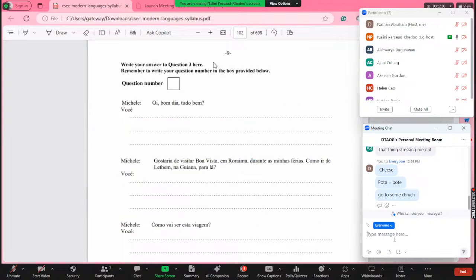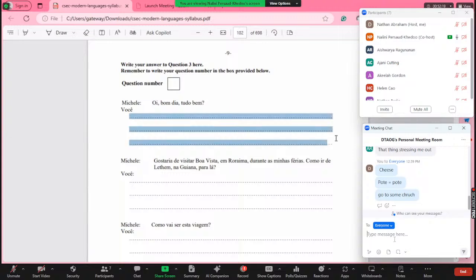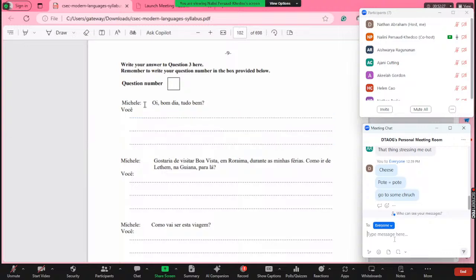So here it says, write your answer to question 3. This is question number 3 here. Now, always when you are doing dialogue, before putting your answer here, read the next line. It is a conversation. Michelle starts the conversation. You are building on what Michelle says. But also, remember, this line is built on your responses. So it all must go into a smooth flow. The first one is always very simple. Oi, bom dia, tudo bem? So you respond, bom dia, tudo bom?